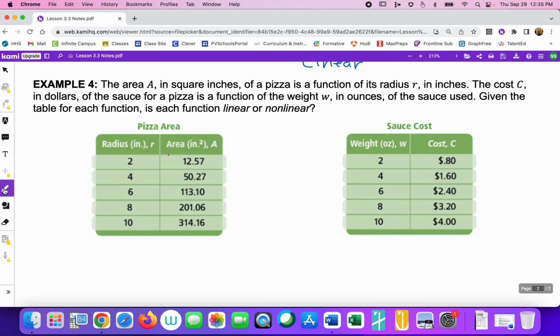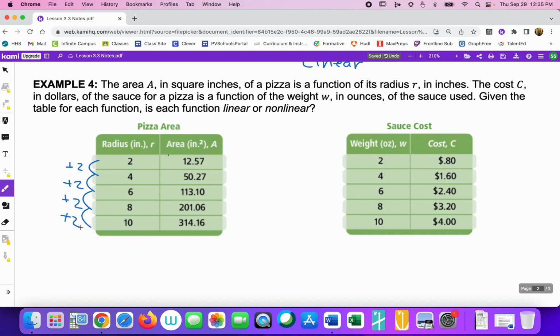Now this is without graphing. Technically you could graph it and see if it's in a straight line or not. But I actually want to show you what you're looking for. Now, the radius is the independent variable, which would be like the x value in this one, and then the weight is over here. Are those increasing by the same interval as you move through the chart? What's it increasing by? 2. So from here to here, plus 2, plus 2, plus 2, plus 2. You at least need to check that.